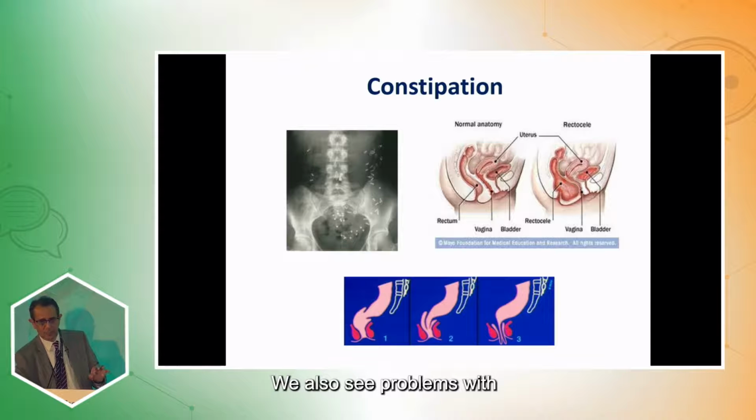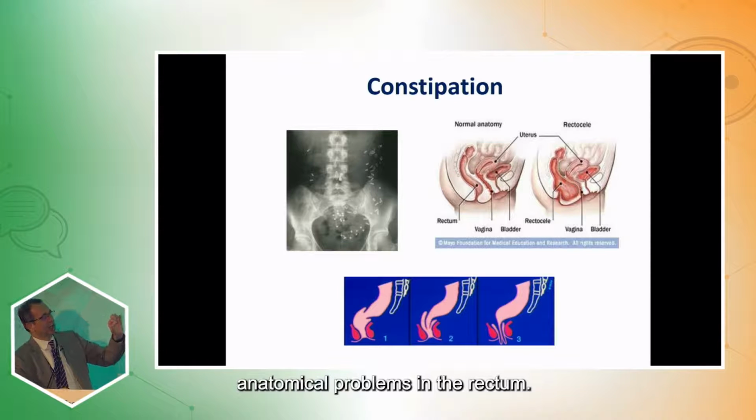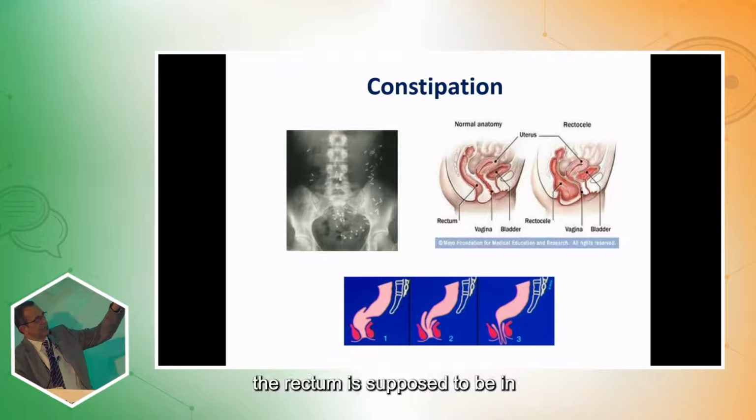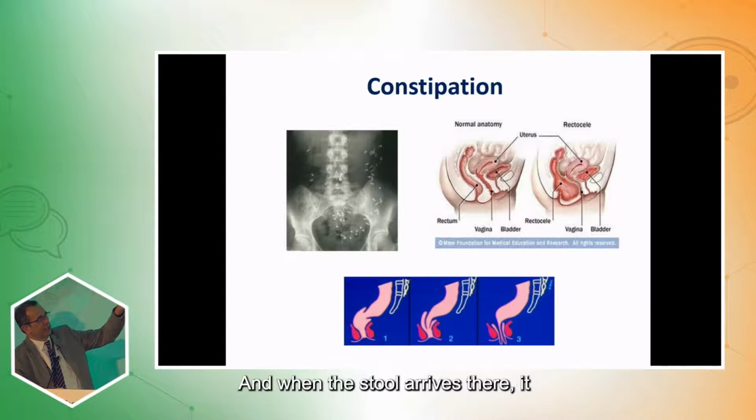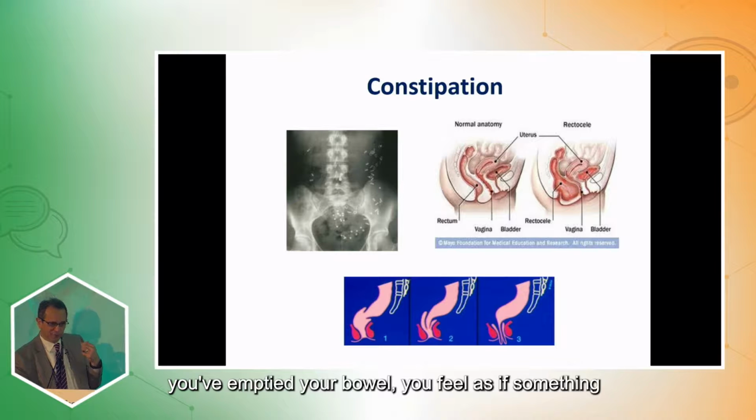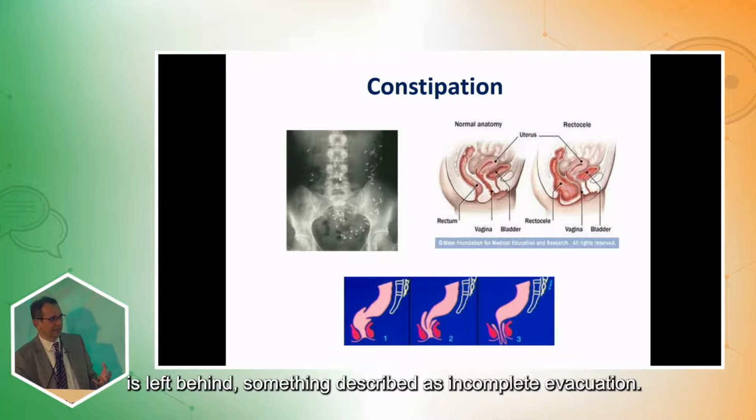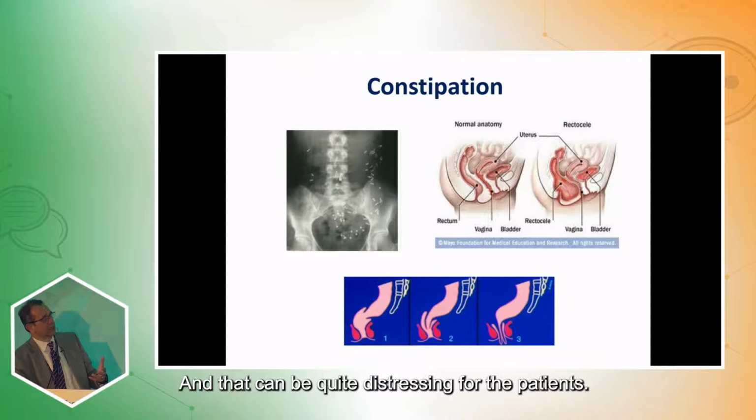We also see anatomical problems in the rectum. At the back, you can see that the rectum is supposed to be, in normal anatomy, just a slightly curved structure, and when the stool arrives there, it is expelled down towards the anal region. But when you strain, in some people, a pouch can form in the rectum called a rectocele, which can trap the stool, and that can then feel as if, even if you've emptied your bowel, something is left behind, described as incomplete evacuation, and that can be quite distressing for the patients.